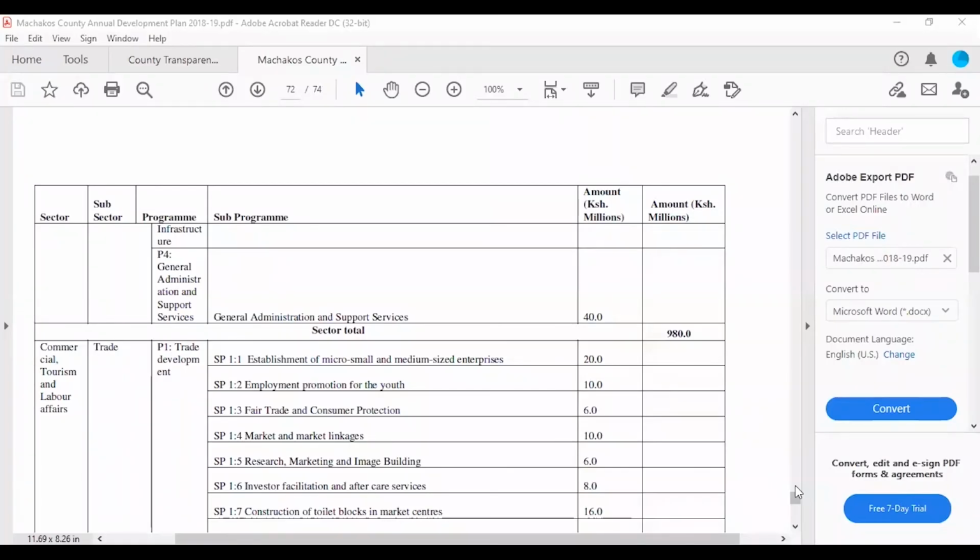As you see for the one for Machakos that I'm showing right now, for the ADP, can you see information on ward, the status? Can you see? No. So you can see that it is not aligning to what is supposed to be there.